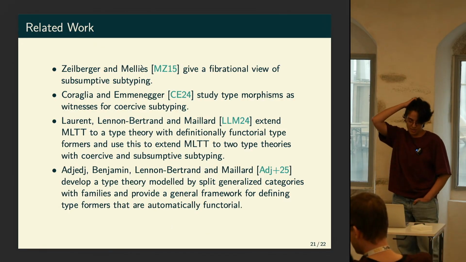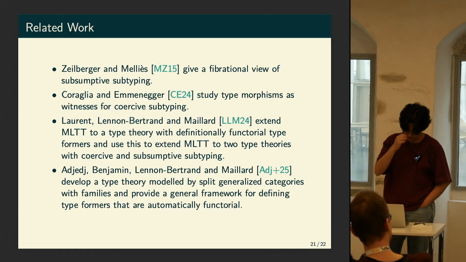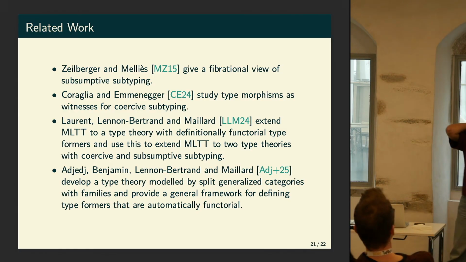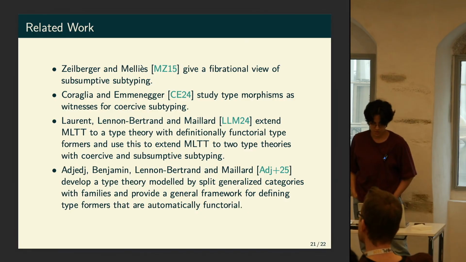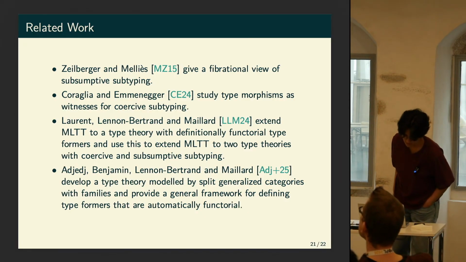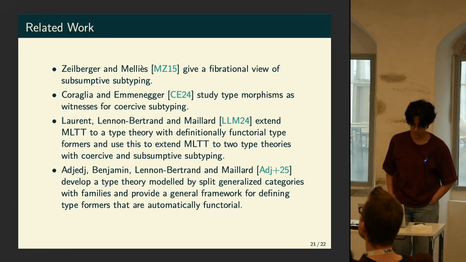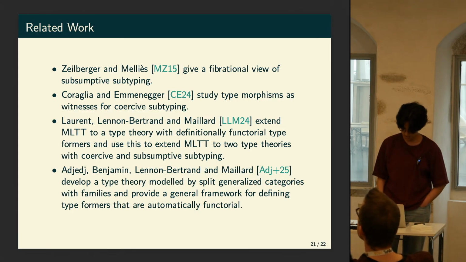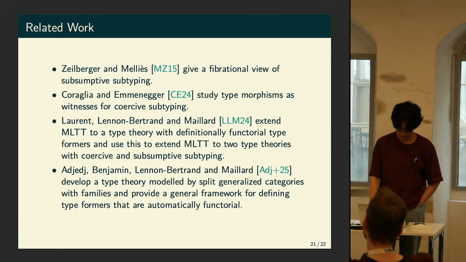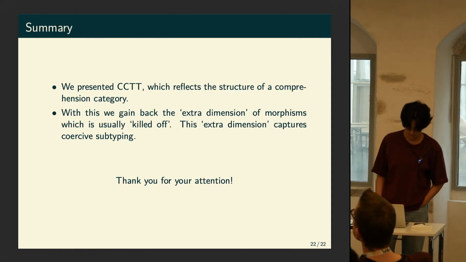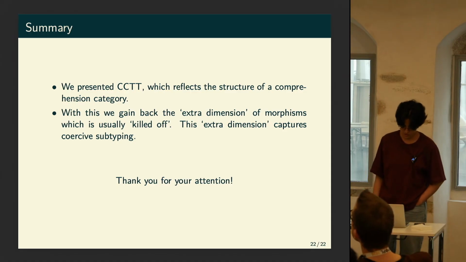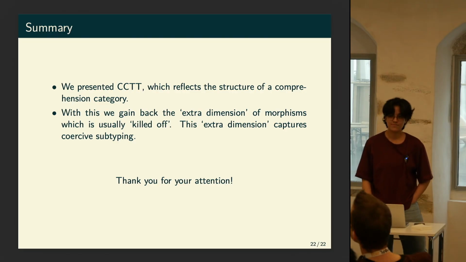Then Adjedj, Benjamin, Lennon-Bertrand, and Maillard develop a type theory which is model-wise split generalized categories with families, which are equivalent to split comprehension categories, and they also provide a general framework for defining type formers that are automatically functorial. This is also POPL this year, so our work is closely related to theirs. Yes, I think this is all I wanted to say. We design CCTT, it reflects the structure of comprehension categories, and then we say if we don't kill off this extra dimension, then we get coercive subtyping. Thank you.